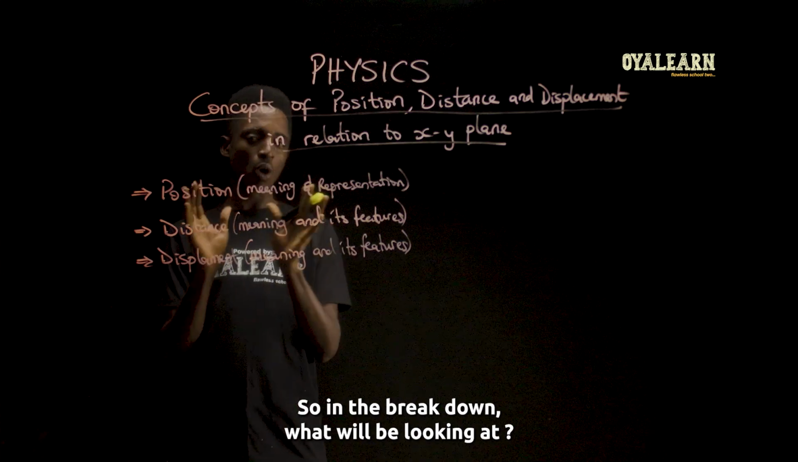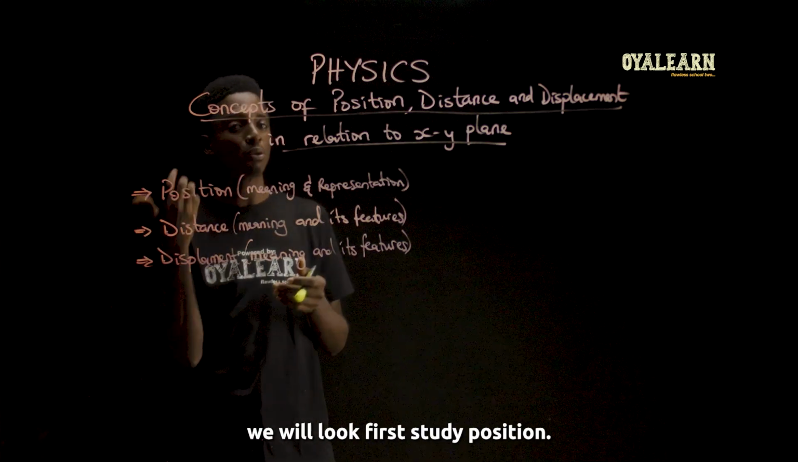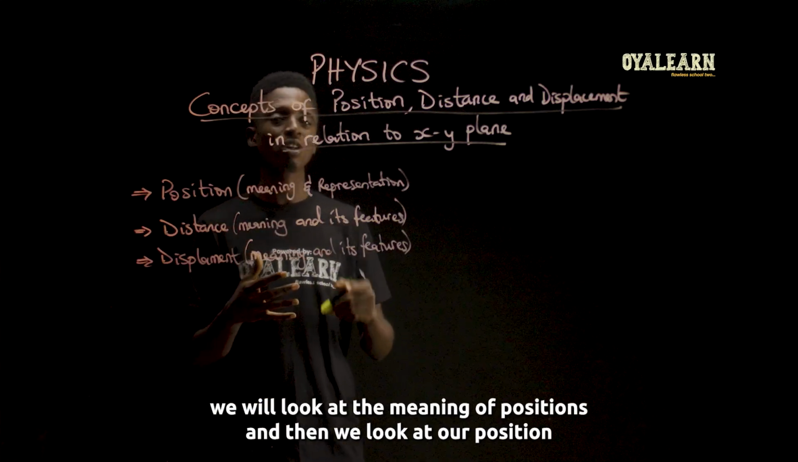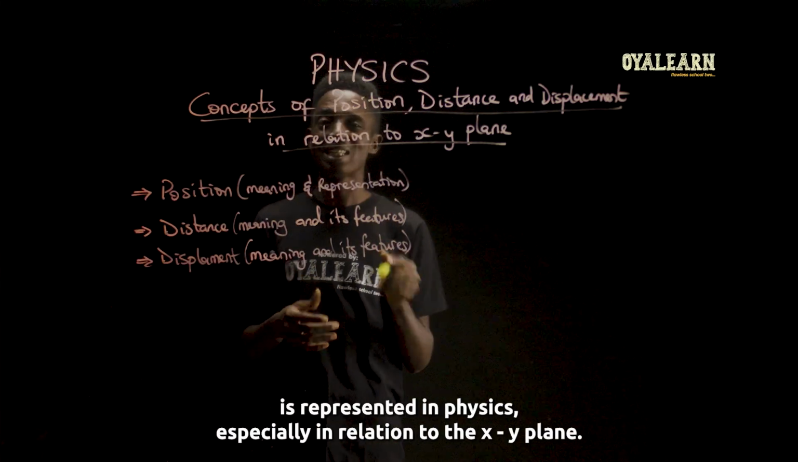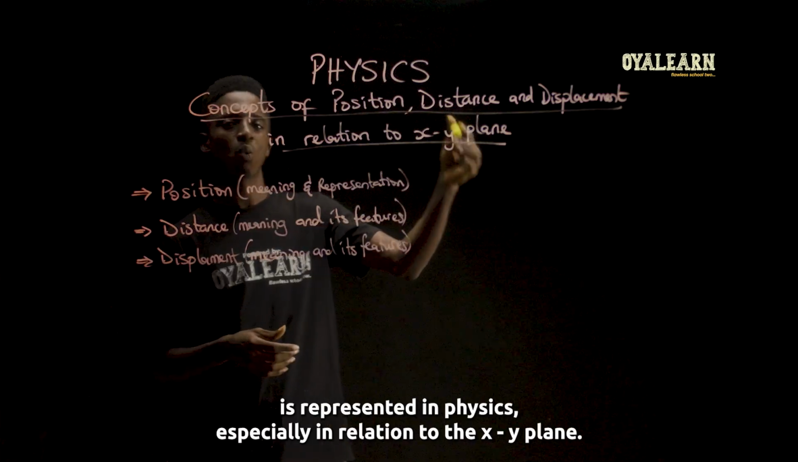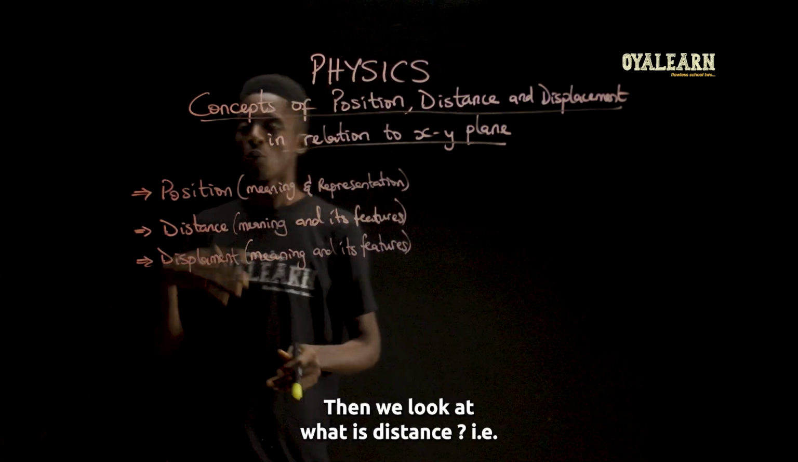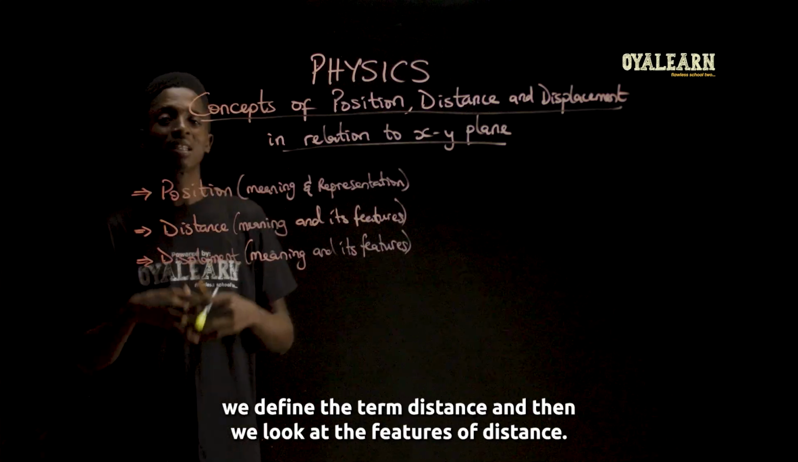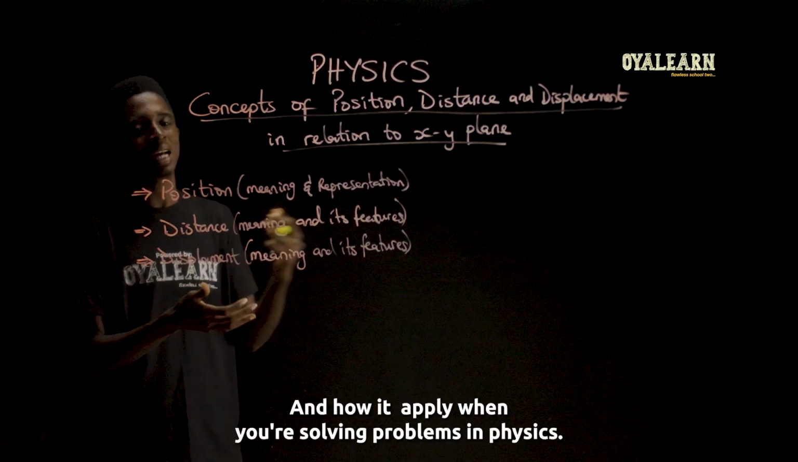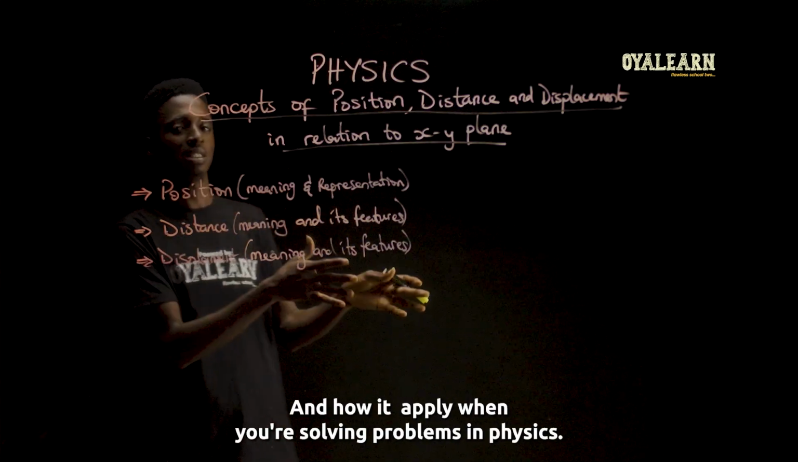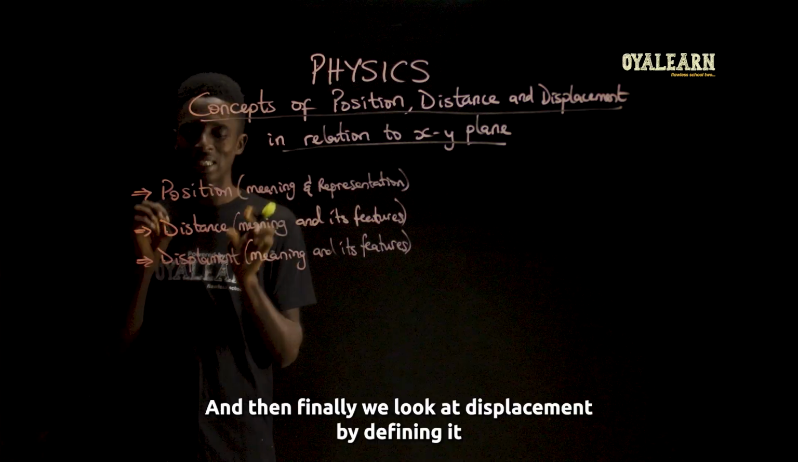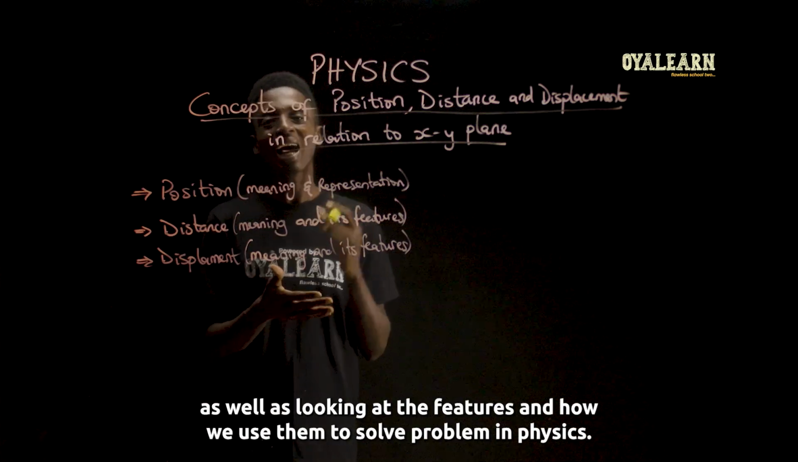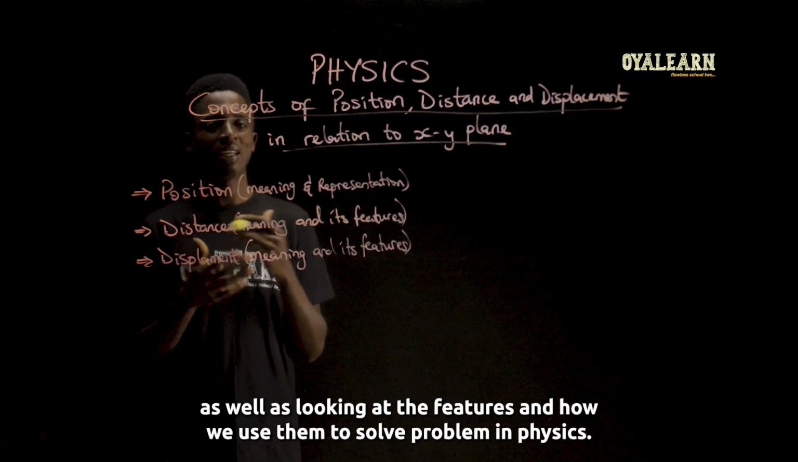So in the breakdown, what we'll be looking at is we'll first study position. We'll look at the meaning of positions, and then we'll look at how position is represented in physics, especially in relation to the XY plane. Then we look at what is distance, that is, we define the term distance. And then we look at the features of distance and how it applies when you're solving problems in physics. And then finally, we look at displacement by defining it, as well as looking at the features and how we use them to solve problems in physics.